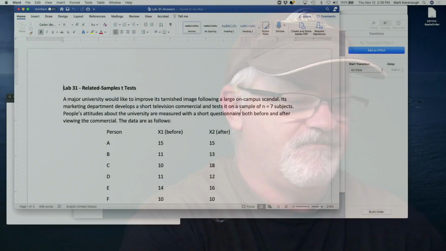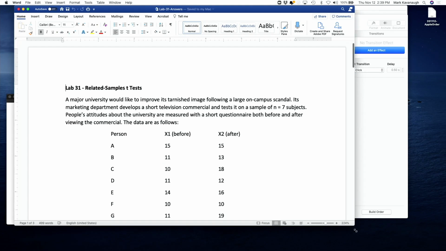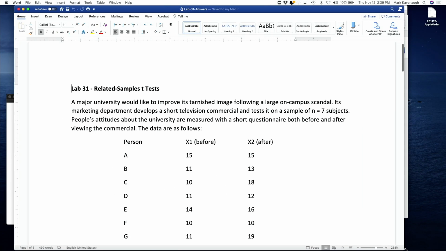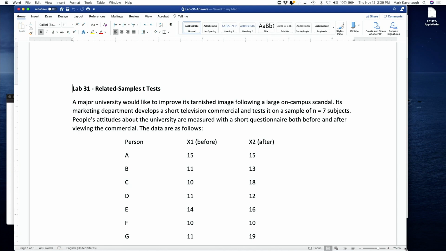So we're going to start off here with lab 31. Here's lab 31. This is my answer sheet. Now keep in mind, this is not to be submitted. This is for you to do the work. So stop the video right now and go do lab 31 as best as you can, and then come back, and then we can talk about lab 31, and then we're going to do the same thing for lab 32.